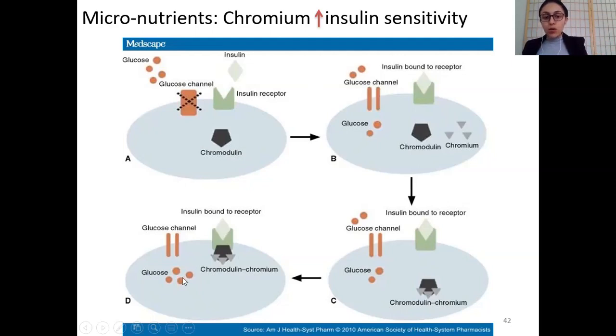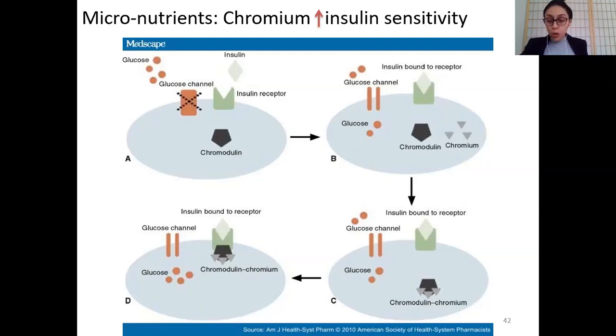Then you have a sufficient amount of glucose taken in. Once you have a sufficient amount of glucose taken in, this chromium is released back into the blood, and then eliminated from the body in the urine. This is dose dependent. If your cells need more glucose, more chromium will be taken into the cell.